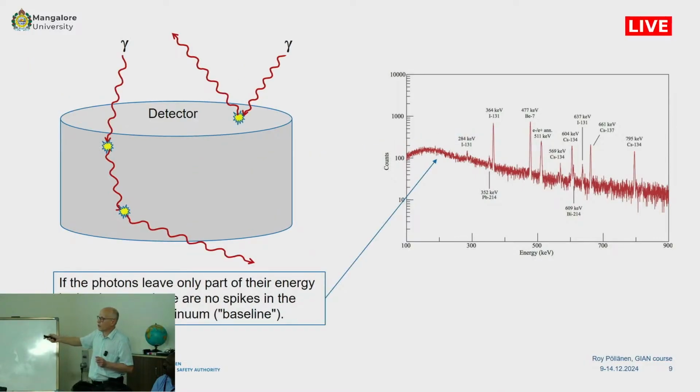However, the problem, if we can call it a problem, is that there is a so-called baseline or background. If the photons leave only part of their energy in the detector, like in this case, or in this case, there are no spikes, but a continuum. We call it a baseline. It's not the same as detector background. It's a little bit different concept. Background means that we can measure a gamma spectrum without any sample.